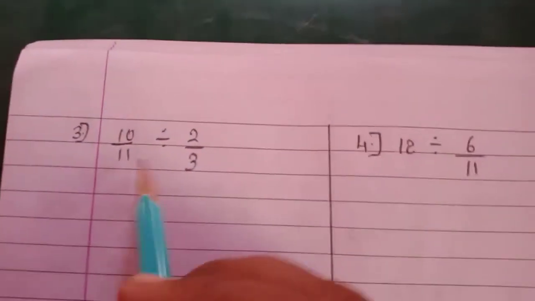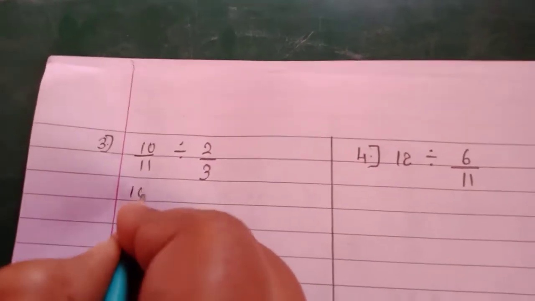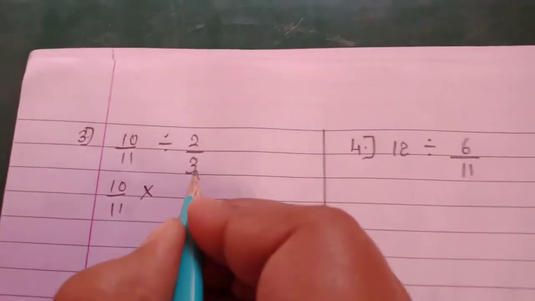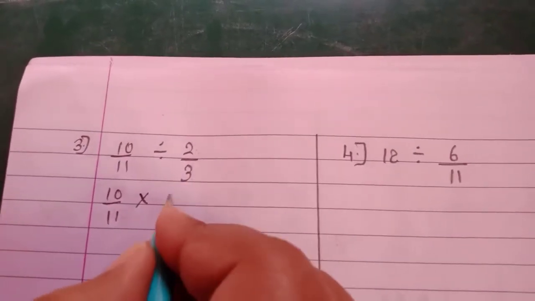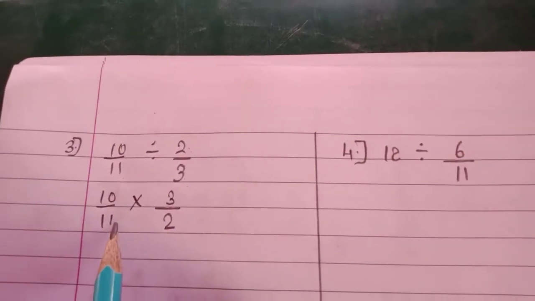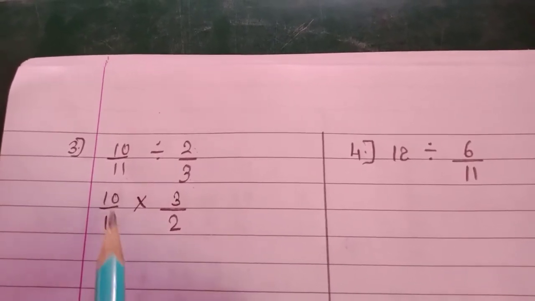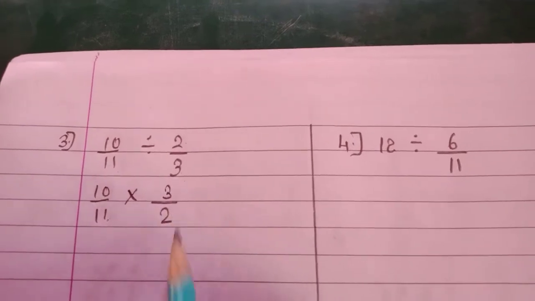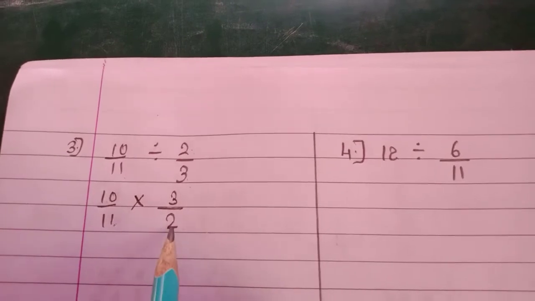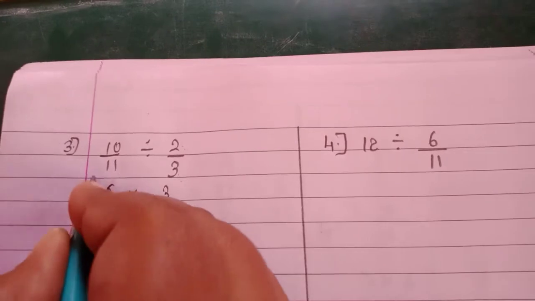Now number 3, 10 upon 11 divided by 2 upon 3. So 10 upon 11, this divide sign will change into multiply, and 2 upon 3. So the reciprocal of 2 upon 3 is 3 upon 2. So now we have to see if any number can be divided. So see 10 upon 11, they will not come in the same table. Same way 3 upon 2 also will not come in the same table. So in opposite 10 upon 2. So in the 2 table 10 will come. Yes, 2 5s are 10.